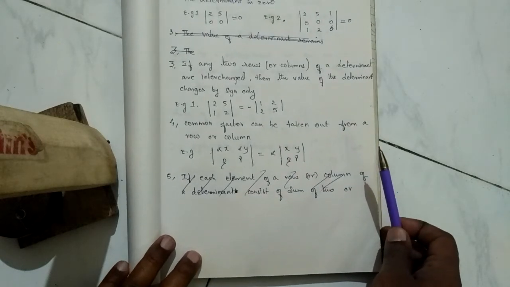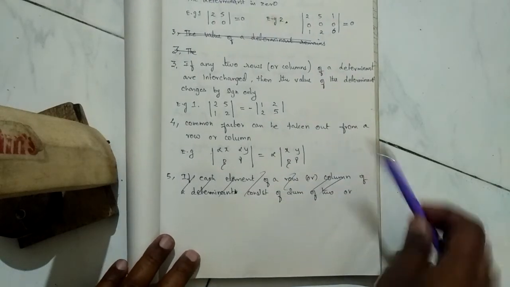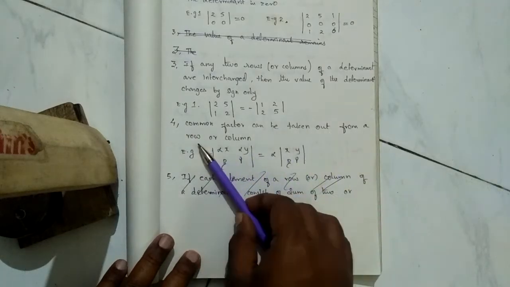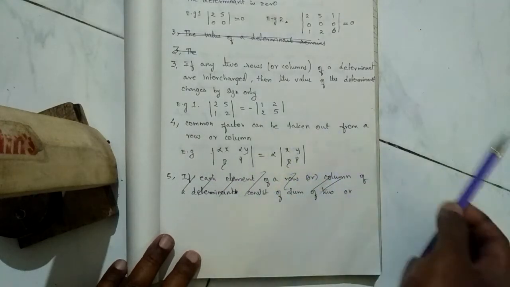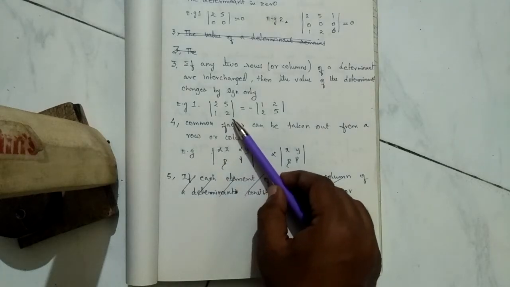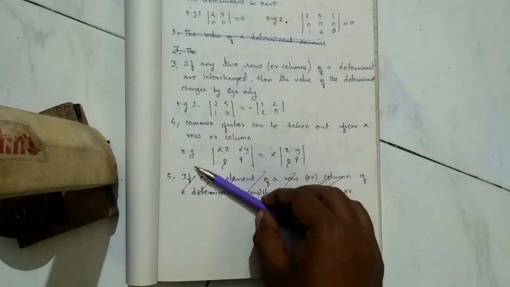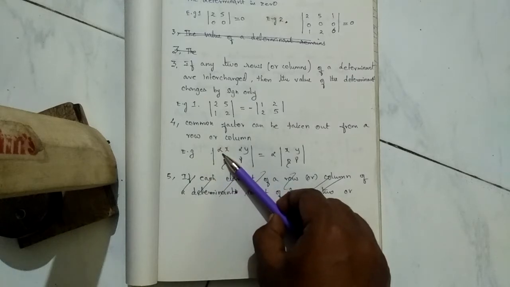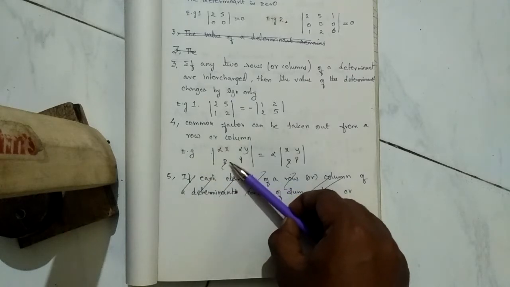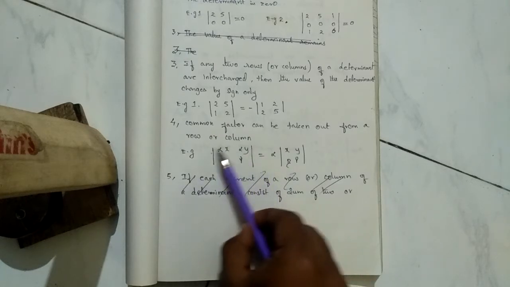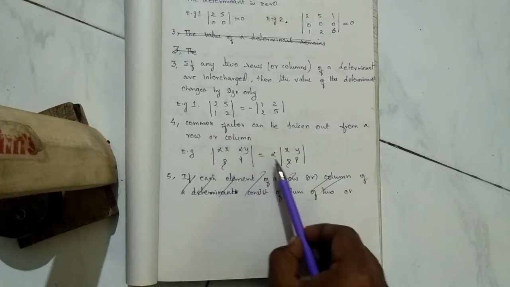Next property is property number 4. Property number 4 is: common factor can be taken out from a row or column. You will not be able to understand because this is my own statement, so I'll tell you the example. Take alpha x and alpha y here, beta gamma. In this row you see alpha is common, so you can take alpha outside.